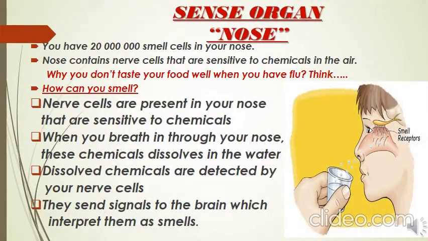Next sense organ is the nose. The nose is used to smell. You have 20 million smell cells in your nose, which will detect different types of fragrance or smell. The nose contains nerve cells that are sensitive to chemicals in the air.